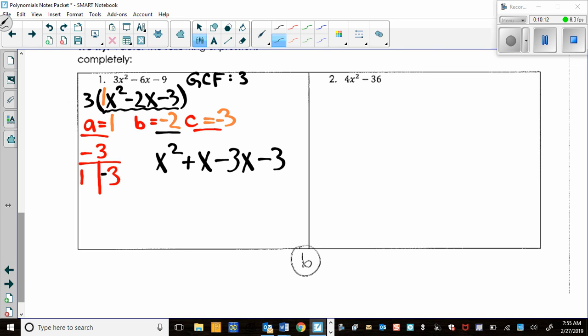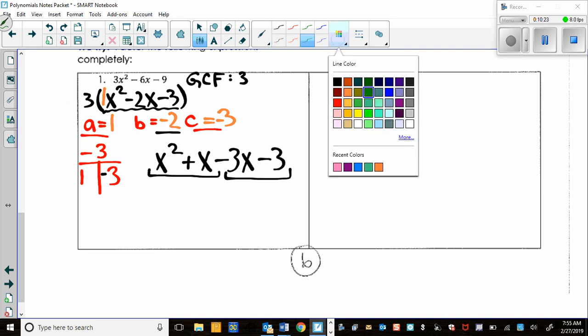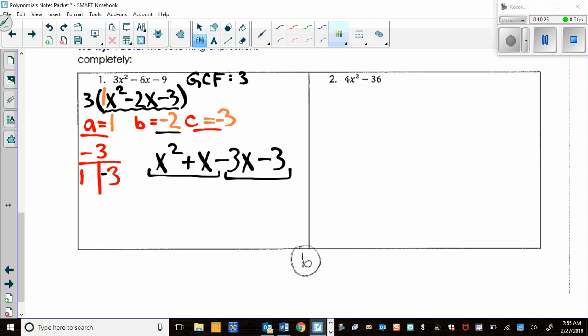So, the next step is to group them. The first two go together, the second group go together. And I'm going to go ahead and factor out the GCF. So let's use x squared and x. I can take out an x from both of them.